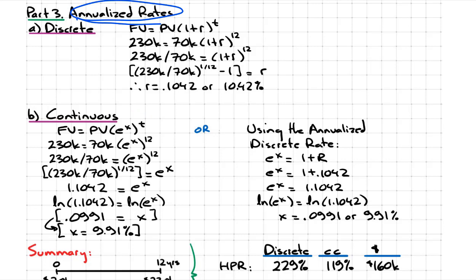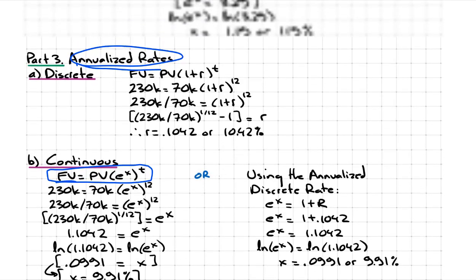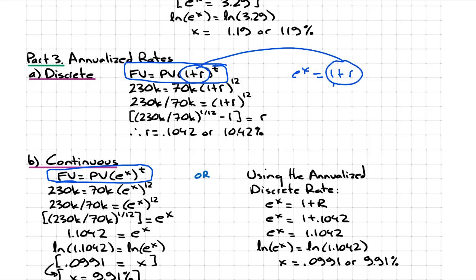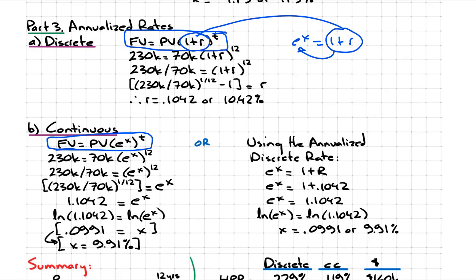In the first case, I'm going to use this framework. Now, where did this framework come from? Future value is equal to present value times e to the power of x times t. Well, it's really just a copycat of this, except remember we said that e to the x is equal to 1 plus r. So all I'm going to do is, where I see 1 plus r, substitute it with e to the x, and that's all I did. That's it. So let's just go ahead and plug in the values.